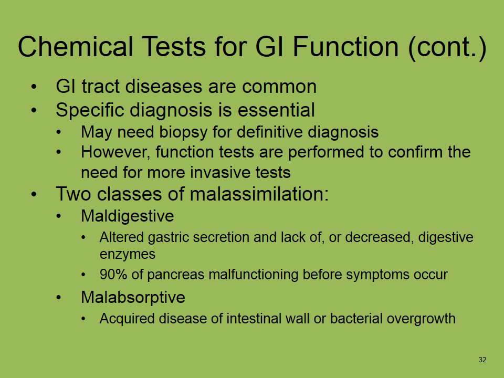So there's maldigestion, and that's altered gastric secretion and lack of or decreased digestive enzymes. There's usually about 90% loss of function of the exocrine pancreas before that happens, so it's actually kind of rare to see it. There's also malabsorptive GI disease, and this is an acquired disease of either the intestinal wall or bacterial overgrowth. I think we see quite a lot of bacterial overgrowth in our animals, and I'd say that often causes malabsorption. We often see diarrhea and such with those guys, of course, as well.